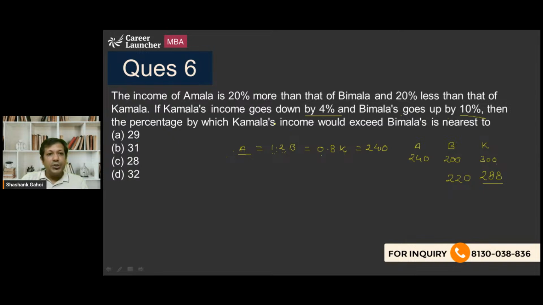Now the question is saying, then the percentage by which Kamla's income would exceed Bimla's. So now Kamla's income is 68 more than Bimla's income. So by what percent? So 68 into 100 divided by 220, and 22 into 3 is 66. So this value is going to be 31% approx. So the answer of this question is going to be option B, that is 31%. And that's how we can solve this question very easily, by not making a lot of variables and those kinds of things. We can easily solve this question if we get this type of question in the exam.